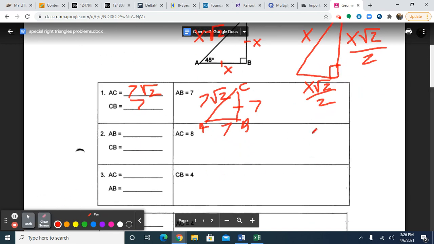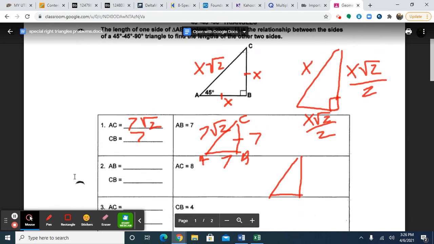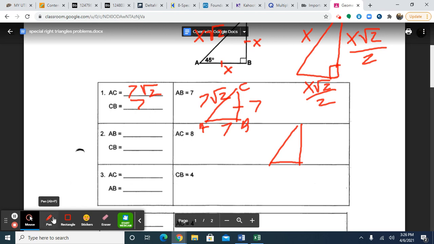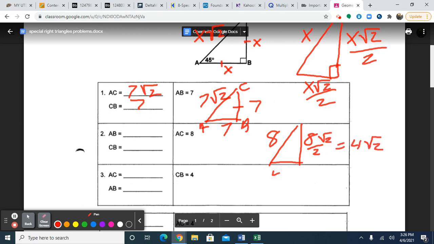Now, what if they give you AC, the hypotenuse, which is 8? What you would need to do is divide 8 by 2, and then add a square root of 2, which is 4 square root of 2. Since both sides are the same, both of the sides are going to be 4 square root of 2.